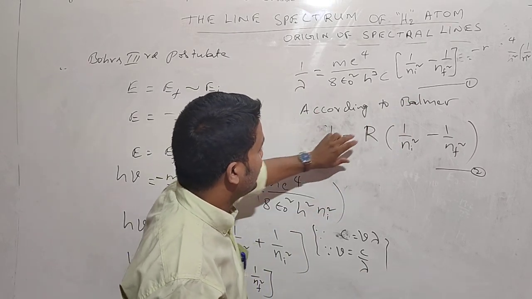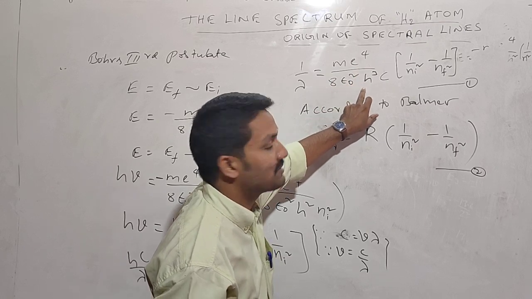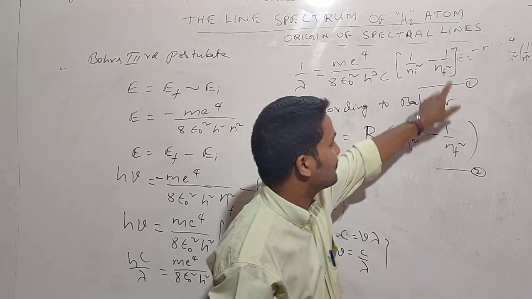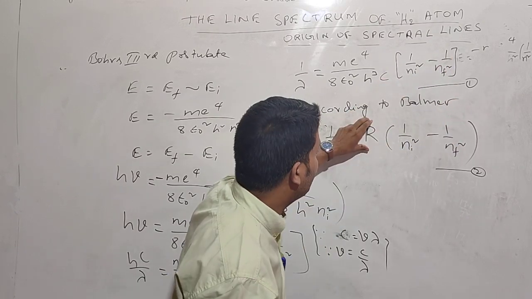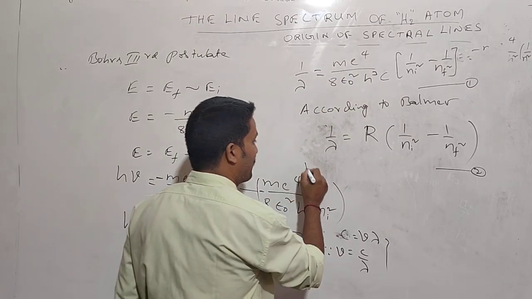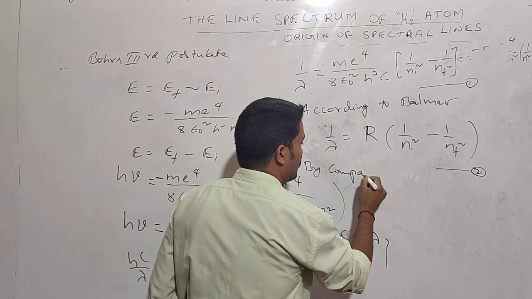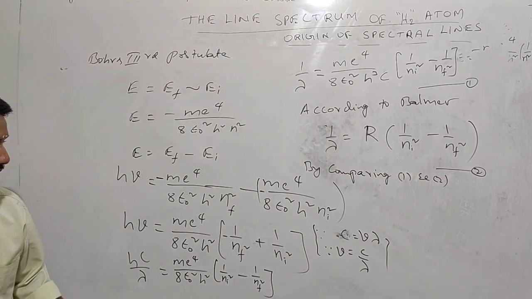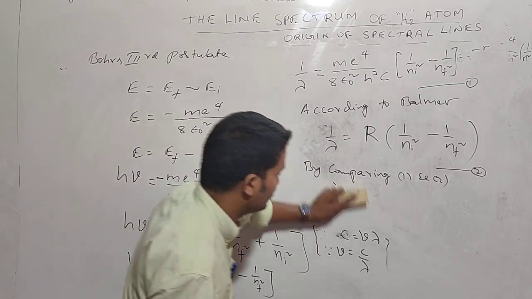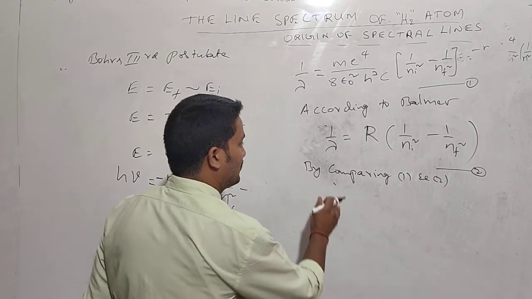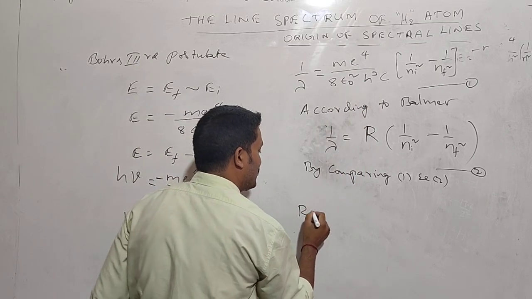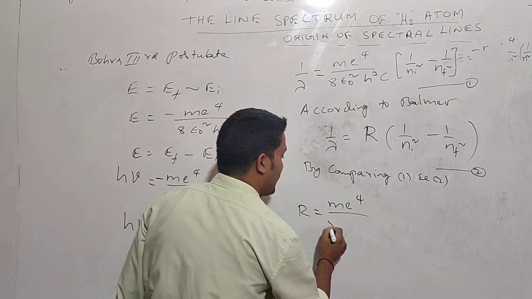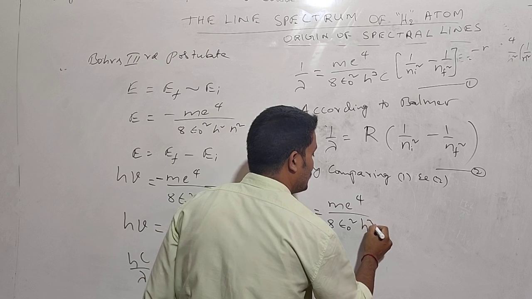1/λ, 1/λ. In place of R, me⁴ divided by 8ε₀²h³c is there, and 1/Ni² minus 1/Nf², both are the same here. Now in place of R, by comparing 1 and 2, what do we have here? R is equal to me⁴ divided by 8ε₀²h³c.